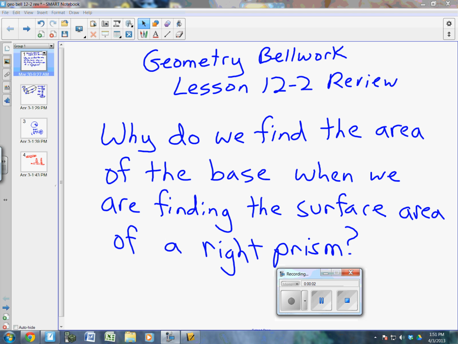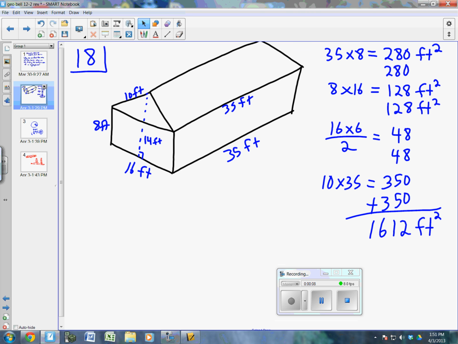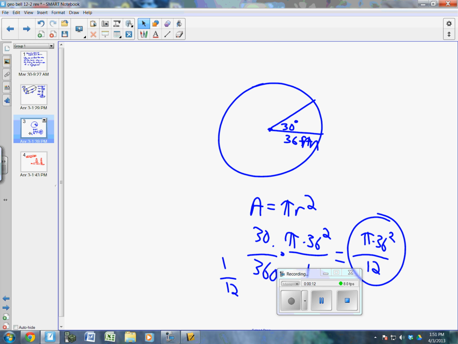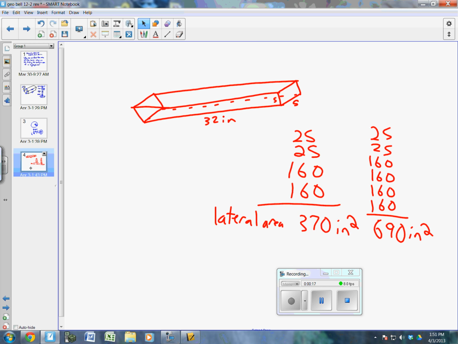Those of you who weren't here, this was our bellwork problem. You might want to pause it if you want to look at it. This is problem number 18. We found the area of each of the sides and add them together. That was problem number 22. And that was problem number 8, I believe.